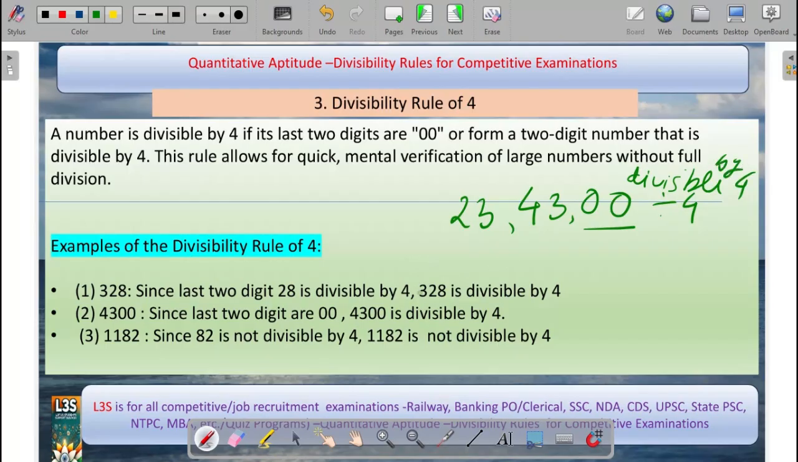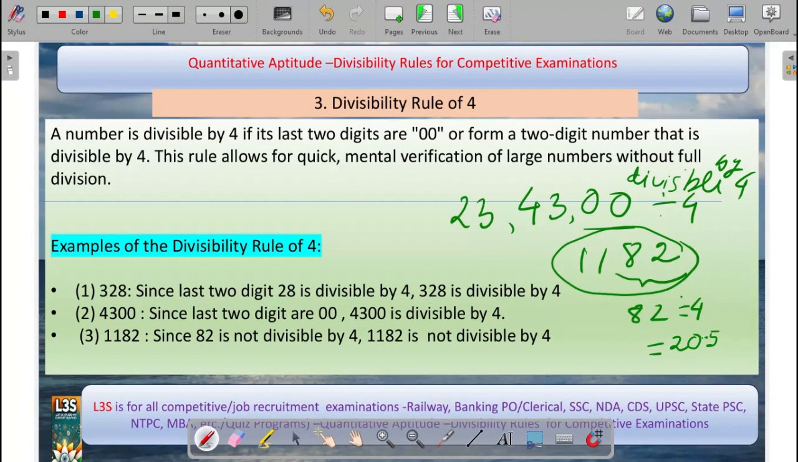Now 1182, in this case the last two digits are 82. Now 82 divided by 4, is it divisible by 4? No, it is not divisible by 4. It is 20.5. So it is not divisible. So that is why the whole number 1182 is not divisible by 4.